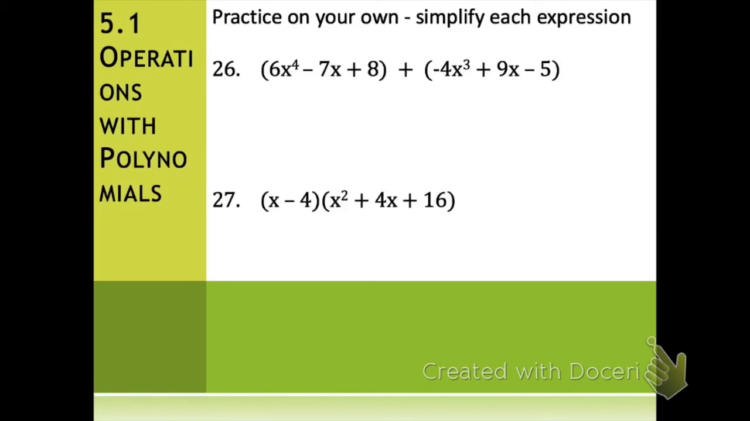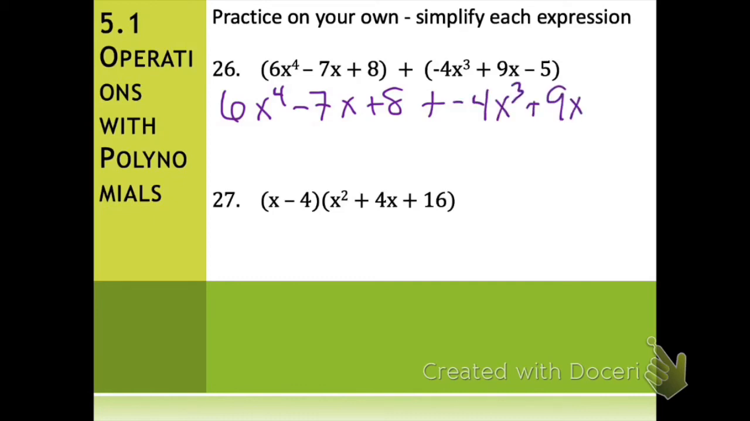All right, so 26 is just an addition problem, so don't try doing anything crazy here. It's really just combining like terms, so I can honestly drop the parentheses on this one. 6x to the fourth minus 7x plus 8 plus negative 4x cubed plus 9x minus 5. All right, combine like terms, and let's make sure it's in standard form, so highest exponent first.